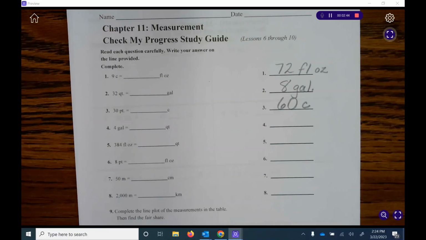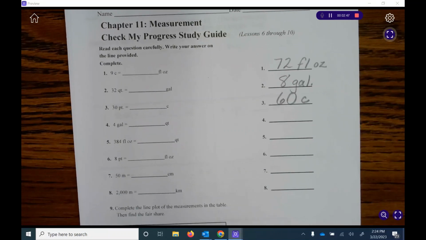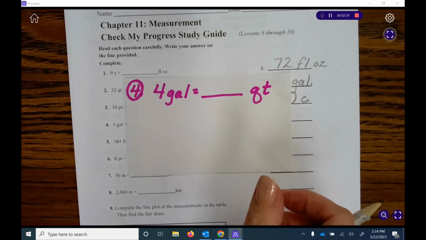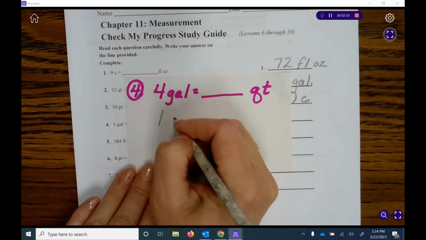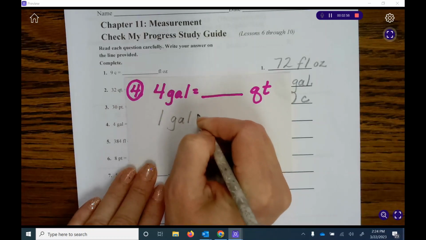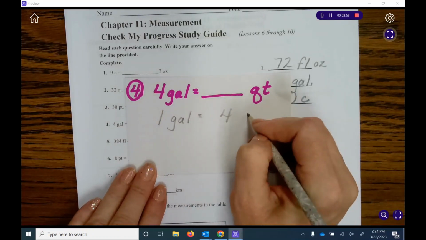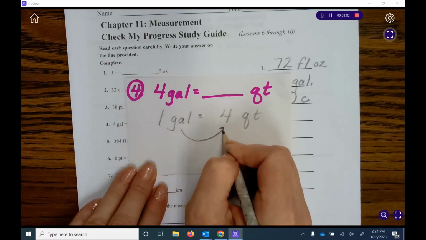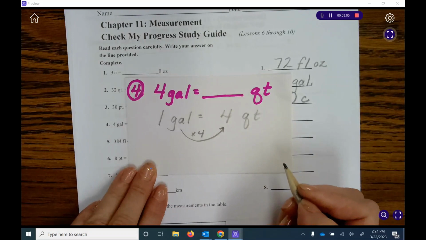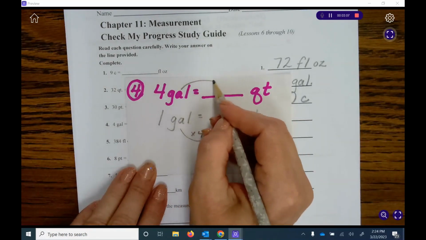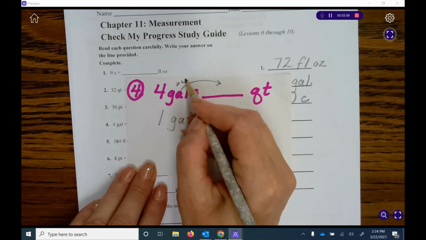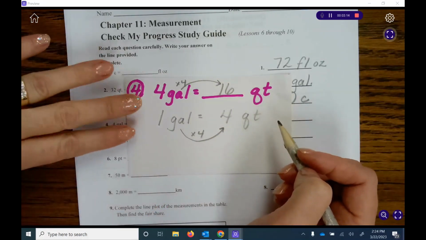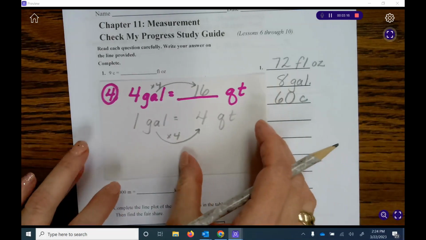Question number 4. 4 gallons equals how many quarts? We know that 1 gallon equals 4 quarts. To get from gallons to quarts, you multiply by 4. So to get from gallons to quarts up here, you're going to multiply by 4, and that equals 16. So 4 gallons equals 16 quarts.